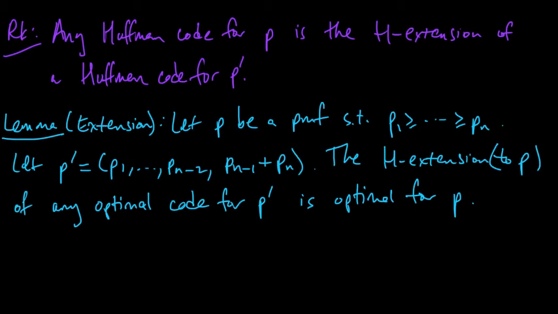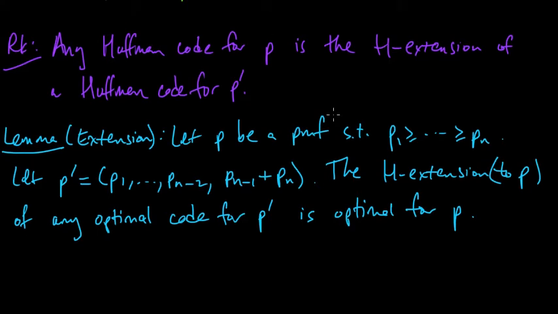We are now ready to put the finishing touch on our proof of the optimality of Huffman codes. We just proved the extension lemma here, which said that for any PMF P in descending order, if P prime is the PMF obtained by adding the last two elements, then the H extension of any optimal code for P prime is optimal for P. And we had our earlier remark, which was that any Huffman code for P is the H extension of a Huffman code for P prime. We're going to use these two results in combination to do a proof by induction for the optimality.